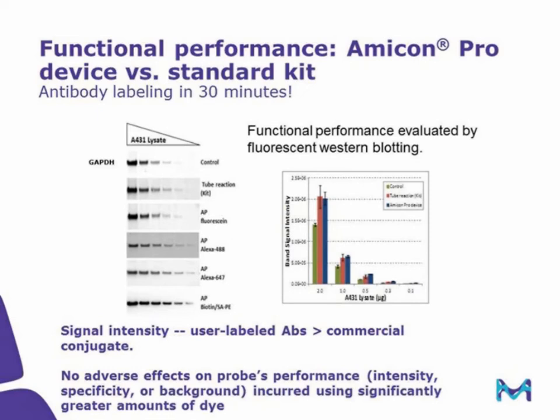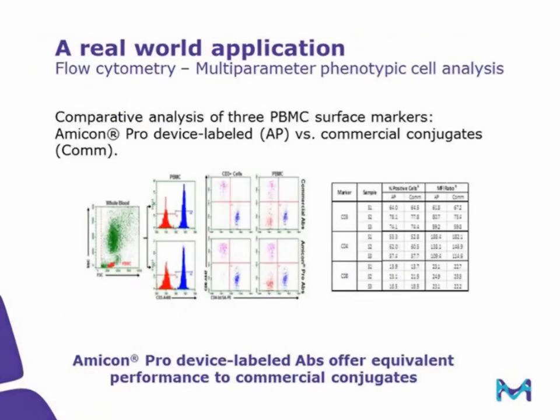This test also confirmed that there were no adverse effects on the probe's performance, that is, signal intensity, specificity, or background, incurred by using significantly greater amounts of dye, as was done with the Amicon Pro device. Overall, the device's centrifugal format, reduction in processing time, and greater retention lends itself to rapid, optimal labeling.